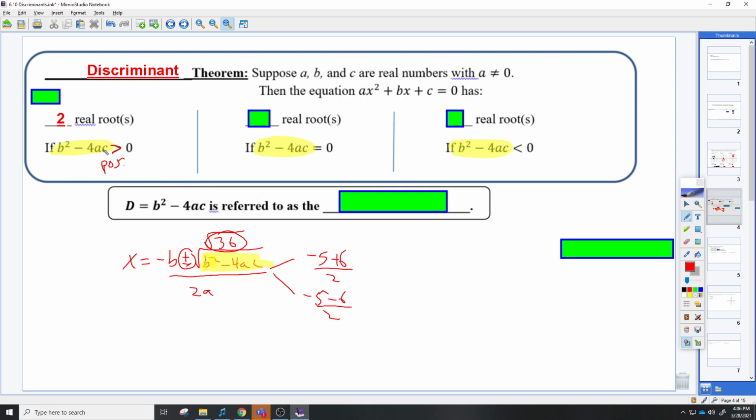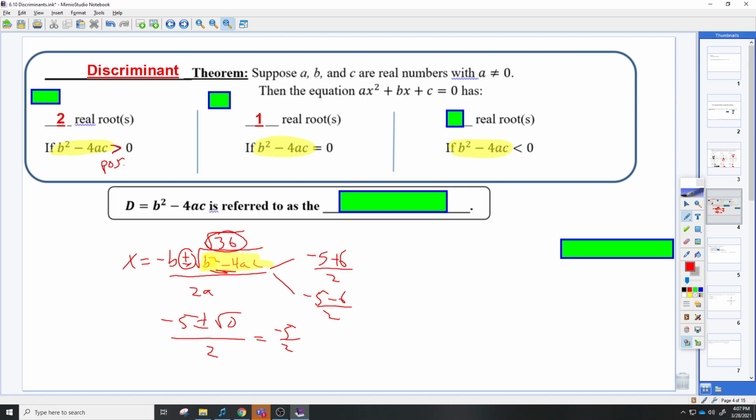If for some reason you do the b squared minus 4ac and you get the number 0, so you get the square root of 0, then it doesn't matter if you have plus or minus. You're only going to get one answer. So pretend I had this. It doesn't matter about adding or subtracting 0. Your answer would just be negative 5 over 2. So if it equals the number 0, that means you only get one answer or one real root.